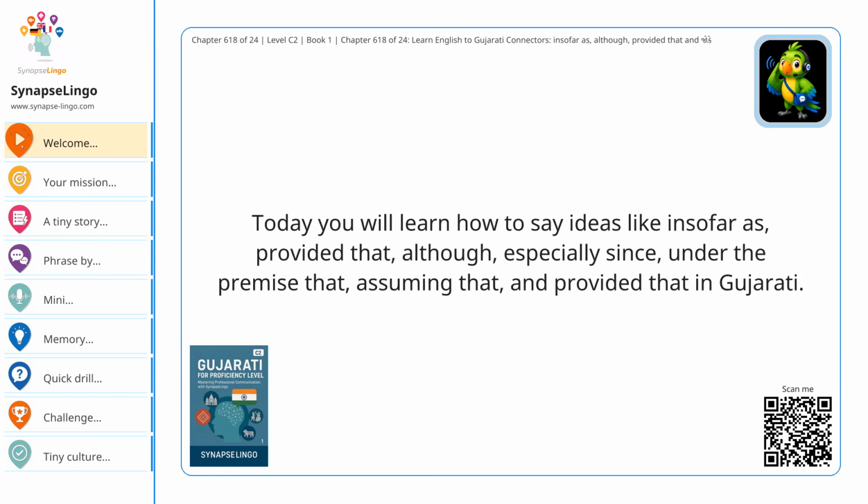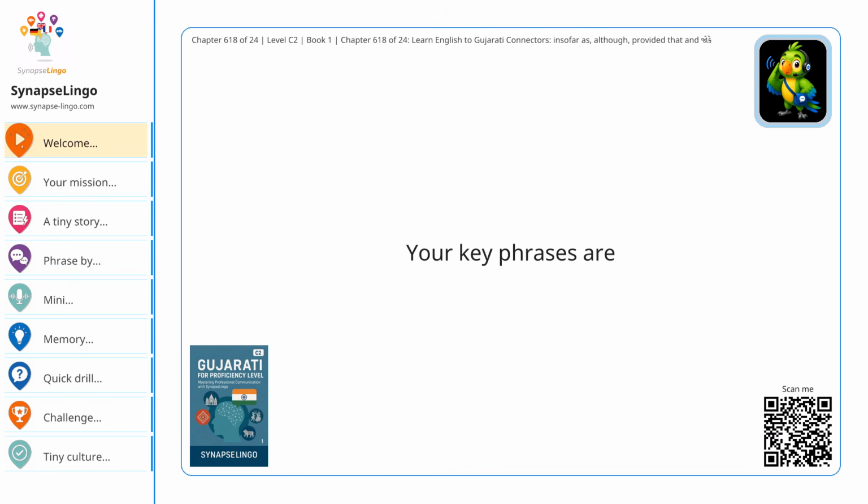Today you will learn how to say ideas like insofar as, provided that, although, especially since, under the premise that, assuming that, and provided that in Gujarati. Your key phrases are જ્યાં સુધી, જો કે, ખાસ કરીને કારણ કે, આ પૂર્વધારણા હેઠળ કે, ધારીને કે, and એ શરતે કે.